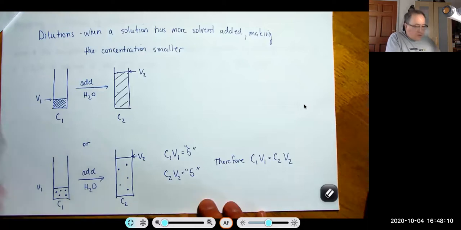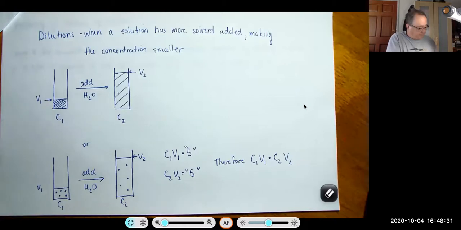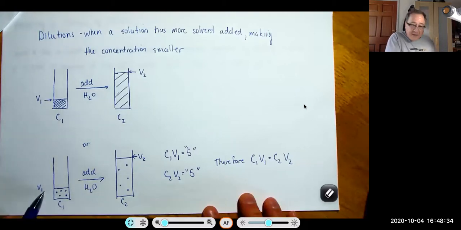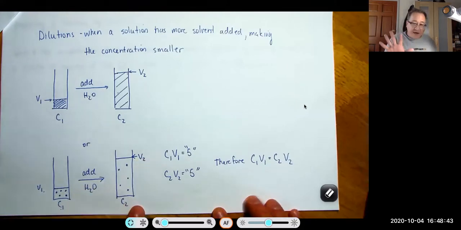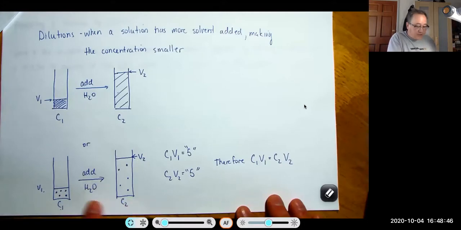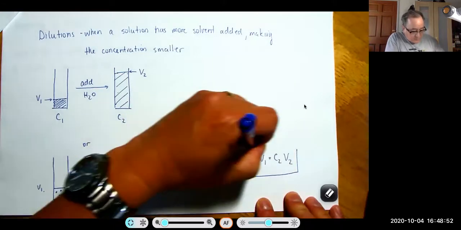Now, I've drawn it another way below down here. Here we've got V1 and C1, but instead I drew little dots for the solute particles. So when you add H2O, notice the 5 solute particles still remain as 5 solute particles, because when you add solvent, you're not adding any more solute. So remember, C times V equals amount, so C1 V1 equals 5 solute particles, and here C2 times V2 equals 5 solute particles. Therefore, C1 V1 equals C2 V2. This is your dilution formula that you want to remember.